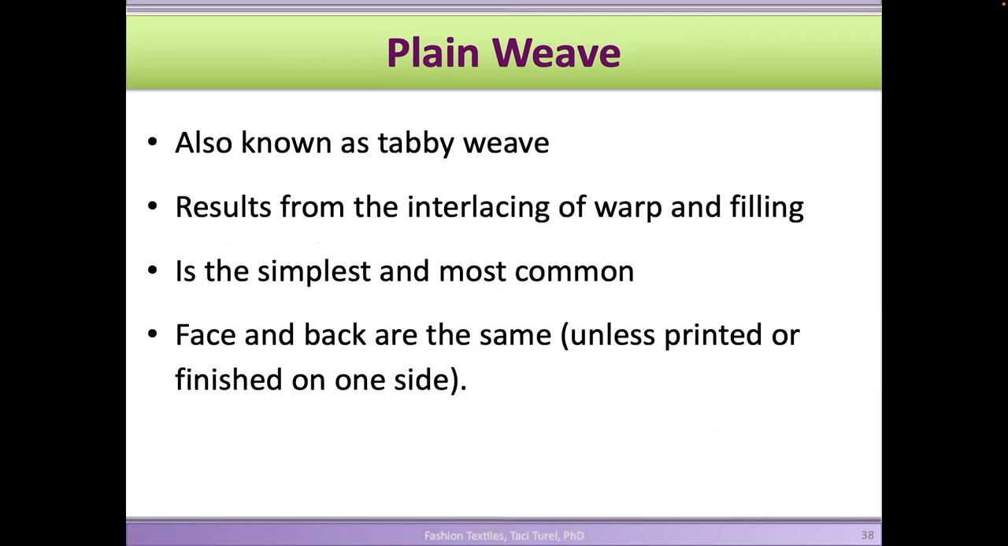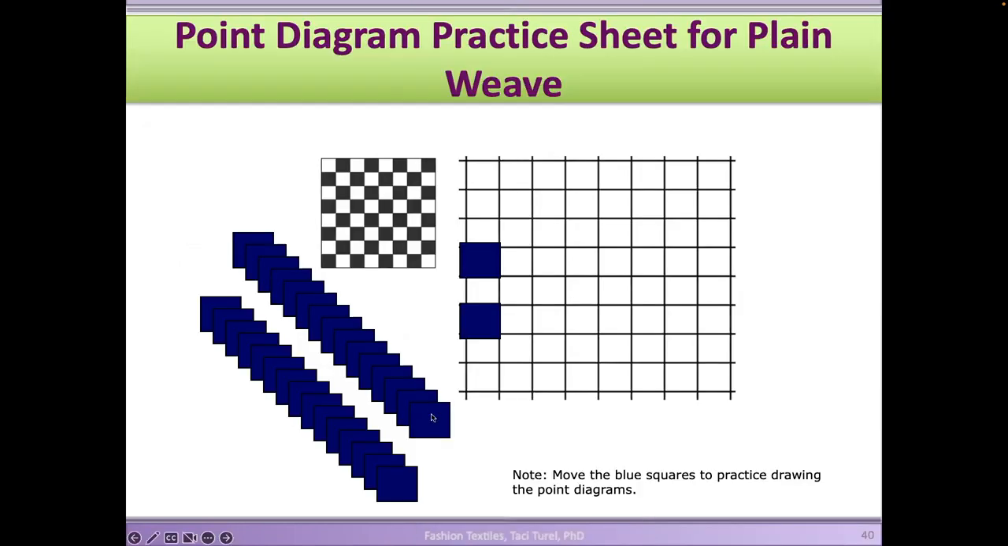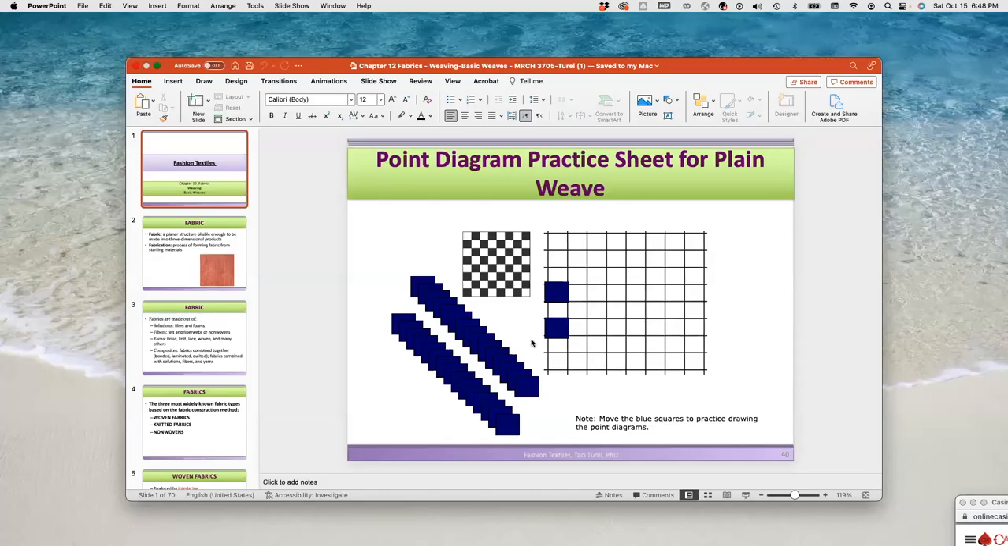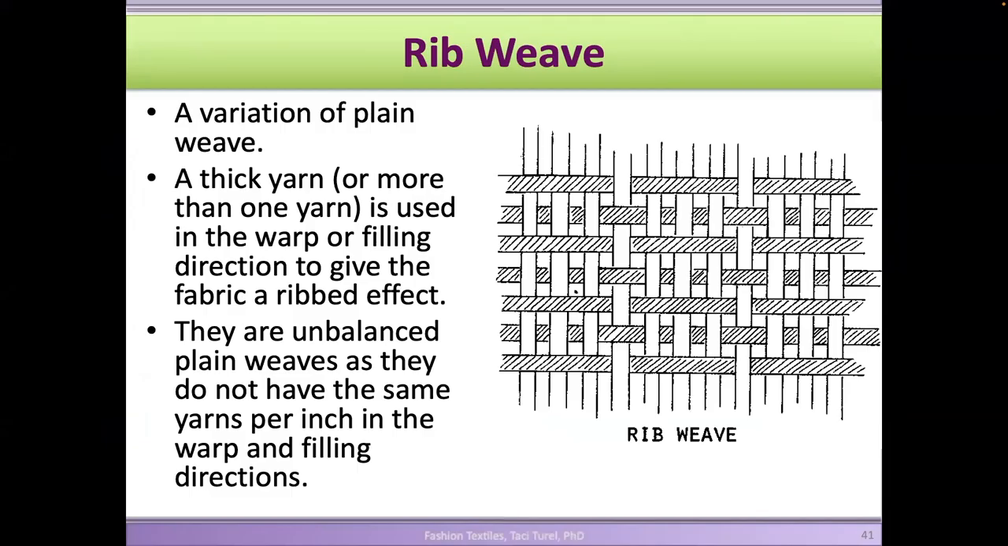So let's start talking about plain view. Plain view, we also call it tabby view. This is the simplest interlacing pattern. And in these fabrics, the face and the back of the fabric looks the same. They are reversible fabrics. So if you were doing this, you would have to just create this here, so it goes one up, one down type of thing. And it's like a checkerboard design. Rib view is a variation of plain view.